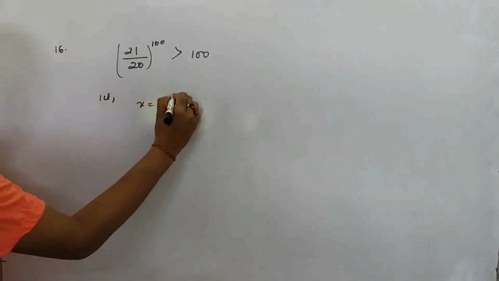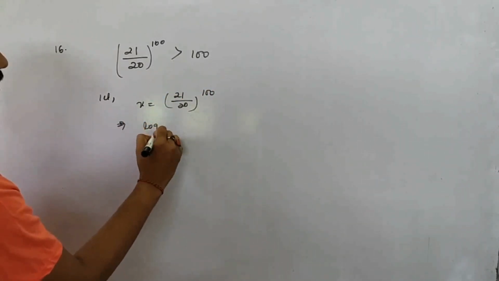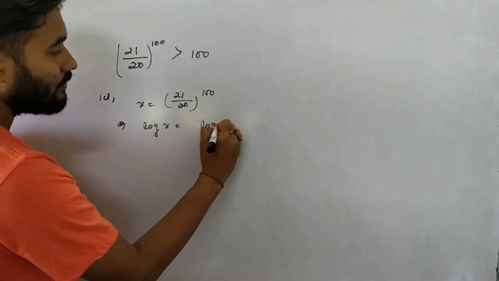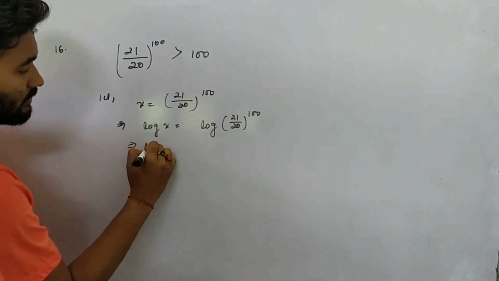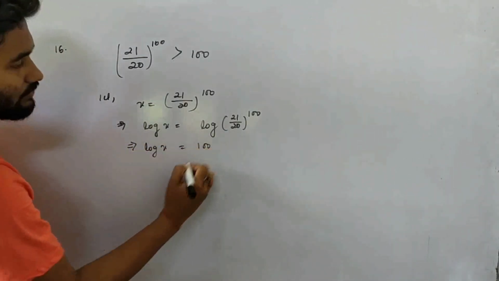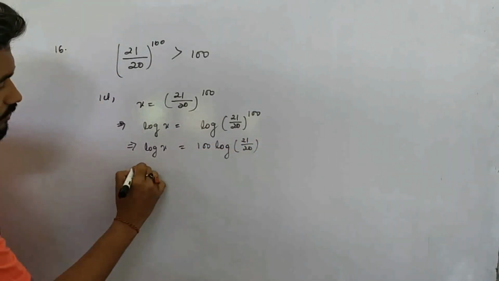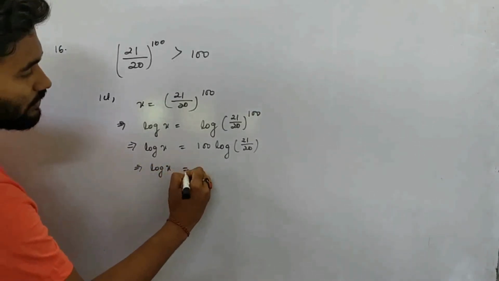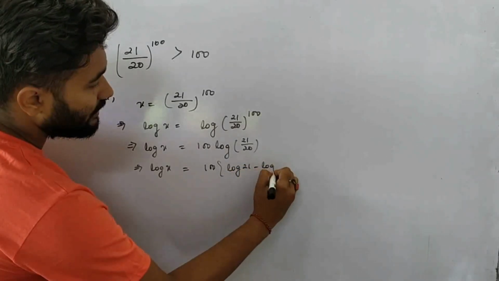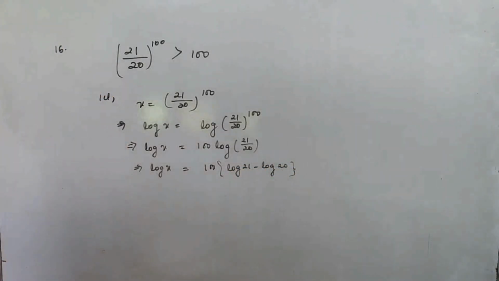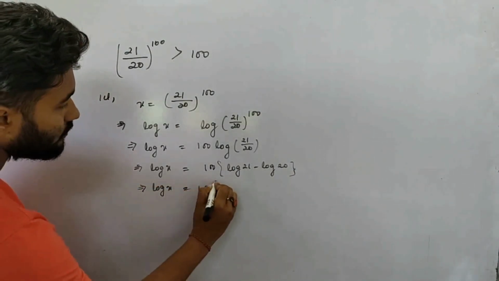Let x is equal to 21 by 20 to the power 100, which implies log of x will be equal to log of 21 by 20 to the power 100, which implies log of x will be equal to 100 log of 21 by 20, which implies log x will be equal to 100 times log 21 minus log 20.